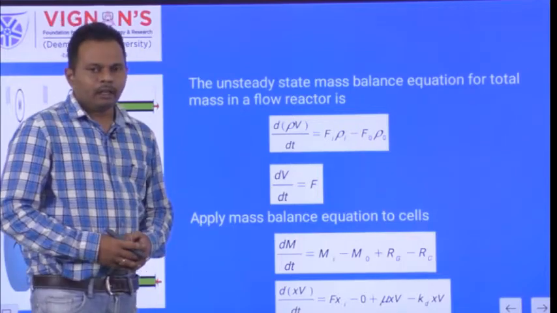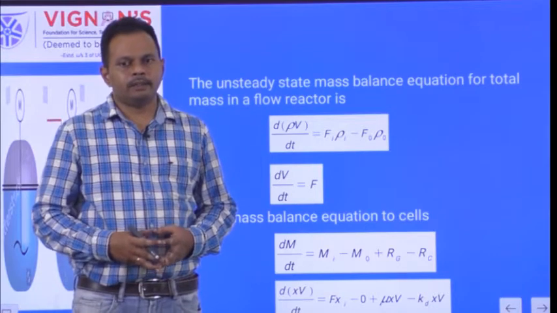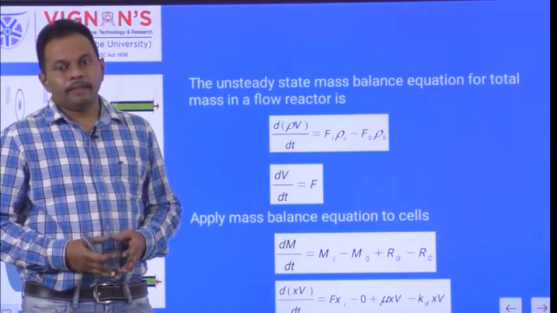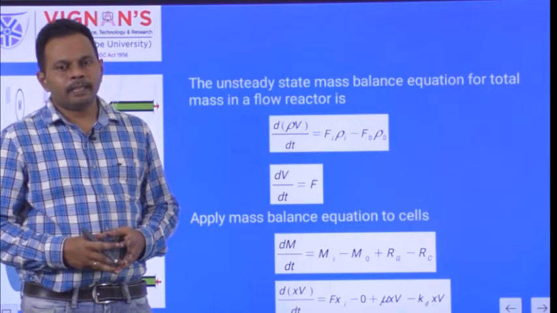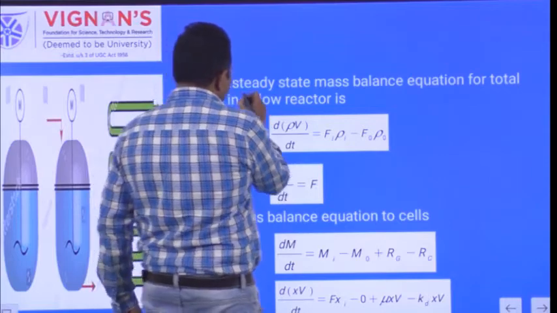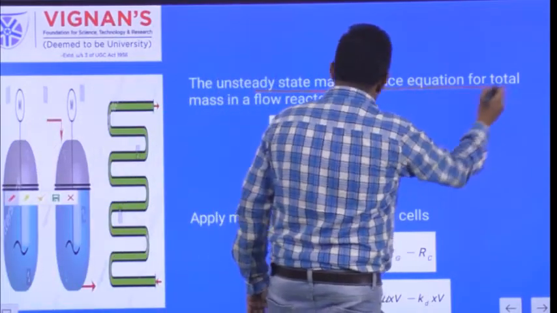Next, before you find the fed batch time required to increase the mass of the cells from X0 to Xf, do the mass balance around the fed batch fermenter for total mass. Total mass means the mass related to the substrates and products. Apply the unsteady state mass balance for total mass.